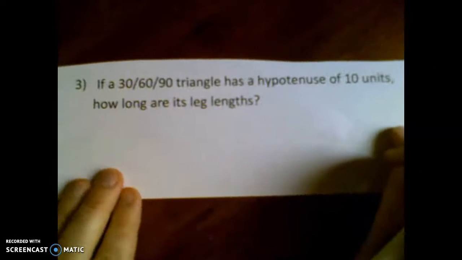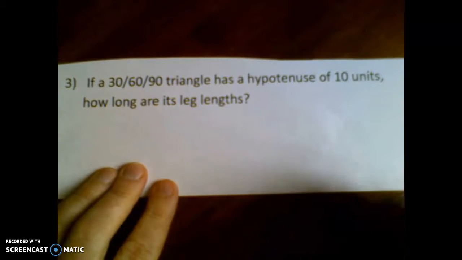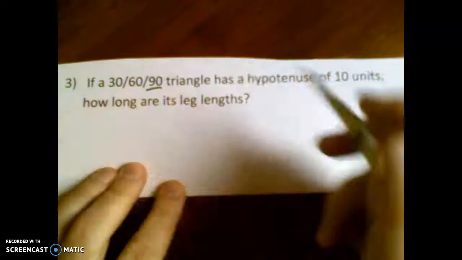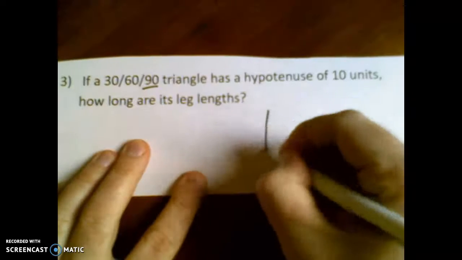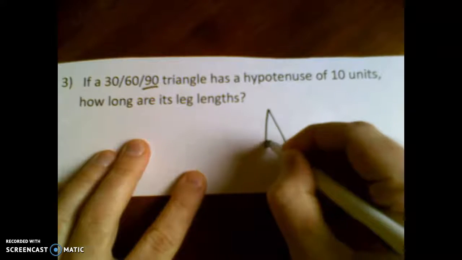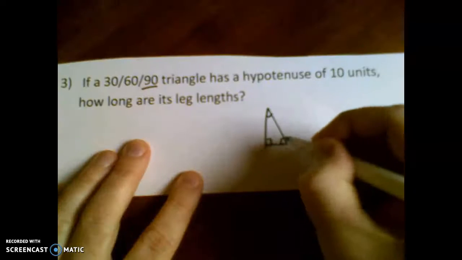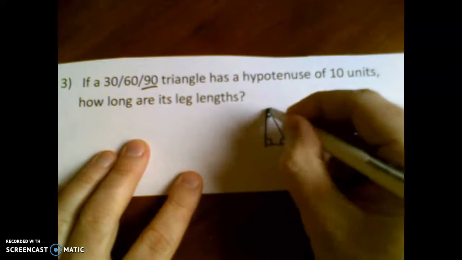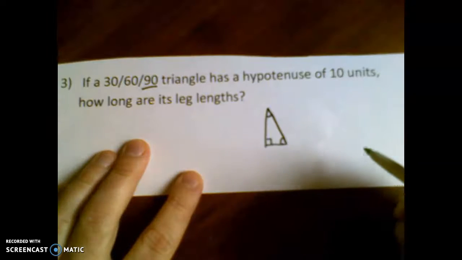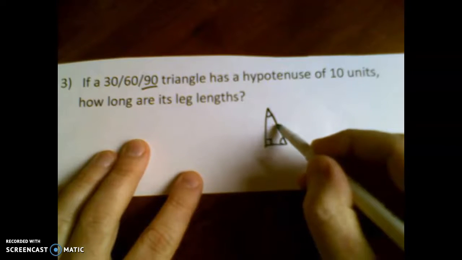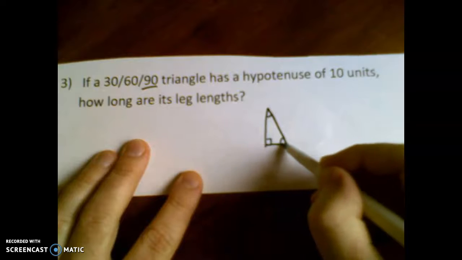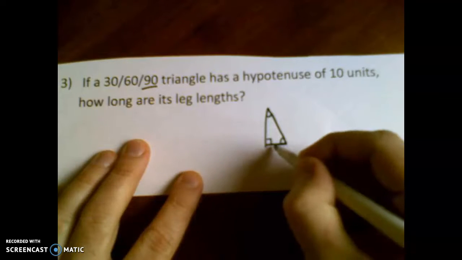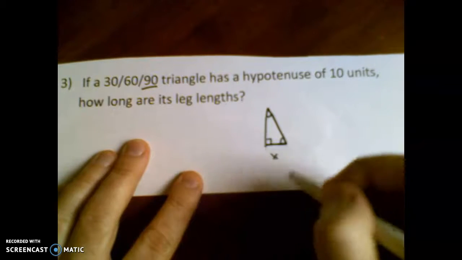And our last question, we have a 30, 60, 90 triangle. The 90 implies, of course, it's a right triangle. This is a special right triangle where this is 30 degrees, this is 60, and of course that's 90. And in these special right triangles, the hypotenuse, which is your longest side, is always twice as long as your shortest leg length. Well, so let's say my leg length is x units long.